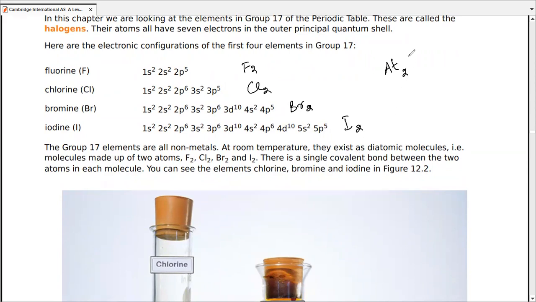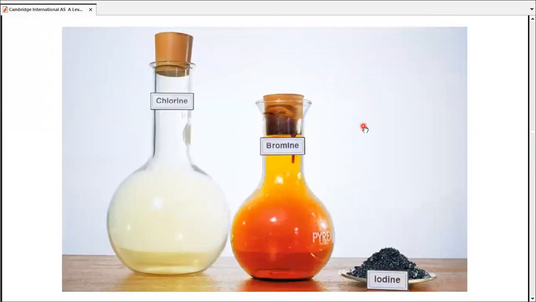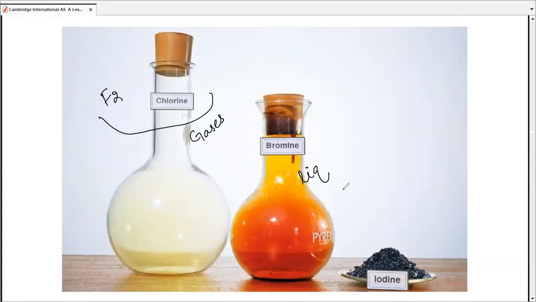These are simple molecular substances, and the state of matter changes from gas. Fluorine is also a gas, so these two are gases, and then this one is a low boiling liquid, and then this one is a solid. So I hope you understand the prediction for astatine would also be a solid.